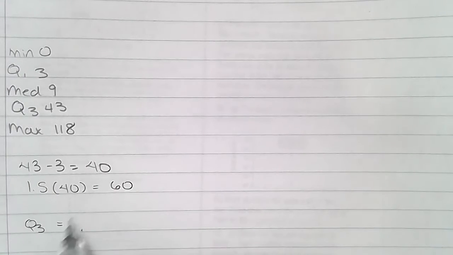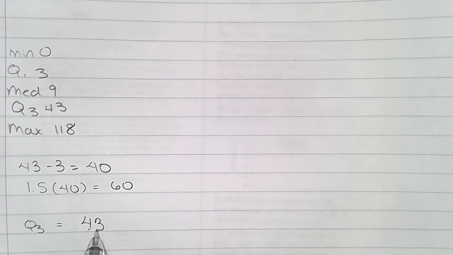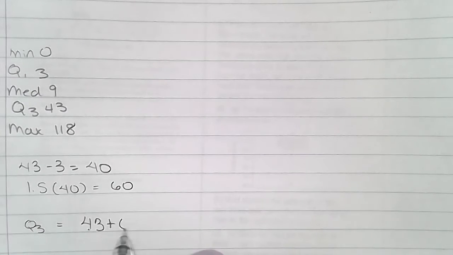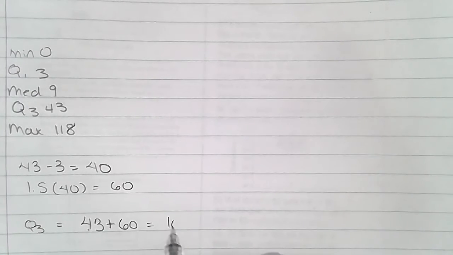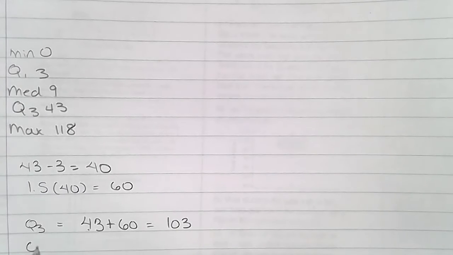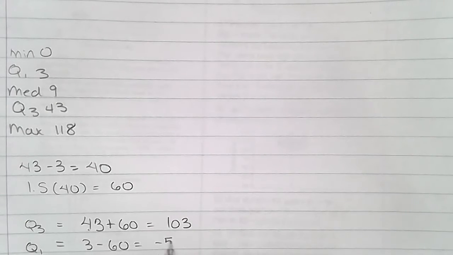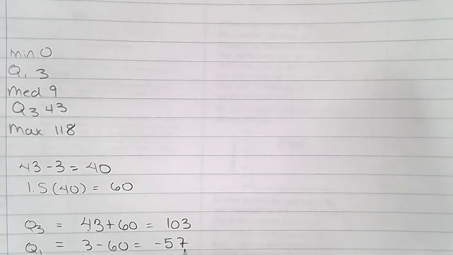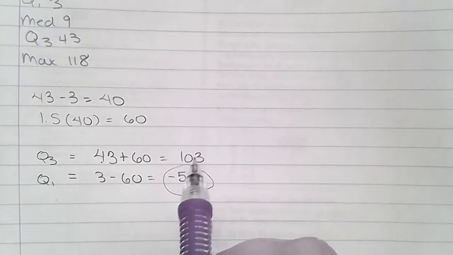So I take Q3, which is equal to 43, and I add 60 to it, and I get 103. And Q1 is 3, and if I took away 60, I have negative 57. All right. Now, I didn't have any negative numbers. You can't send negative number texts, but you do have 103.